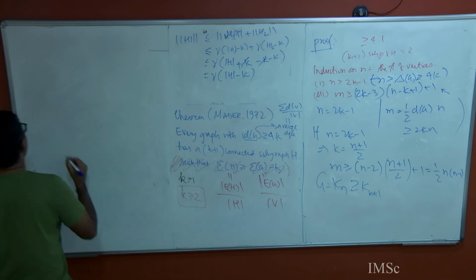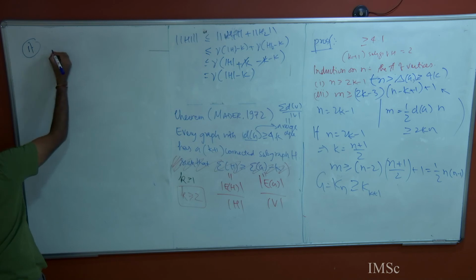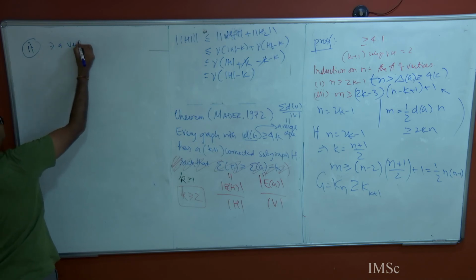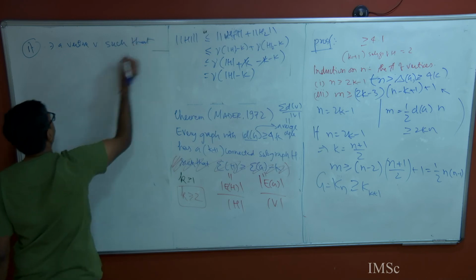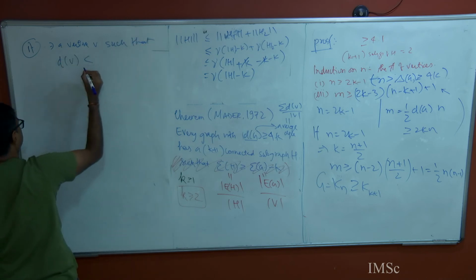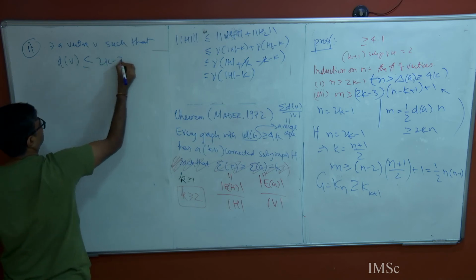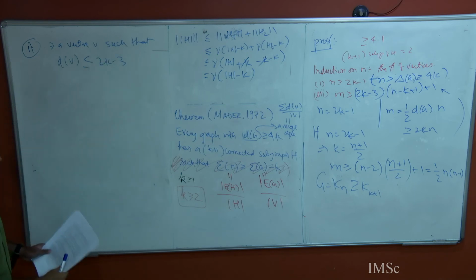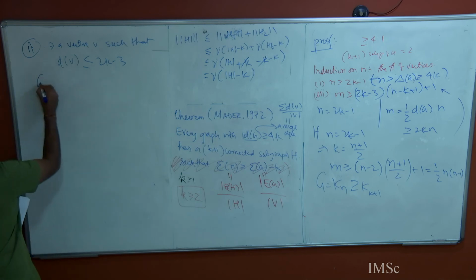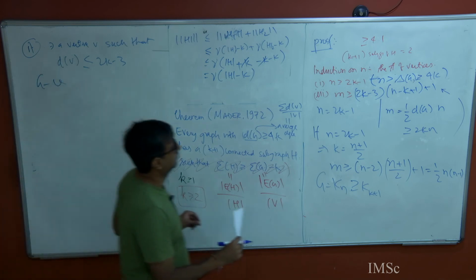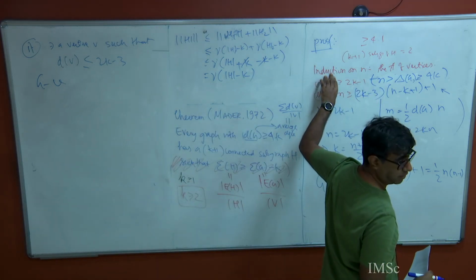Okay. So now notice, if there exists a vertex V such that degree of V is less than or equal to 2k minus 3, okay, if there exists a vertex V with at most 2k minus 3, then what is the property of G minus V? Okay, it satisfies all these properties, right?